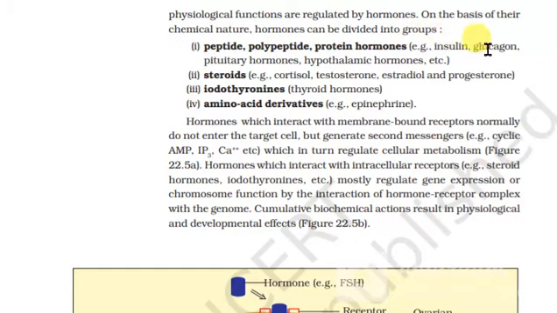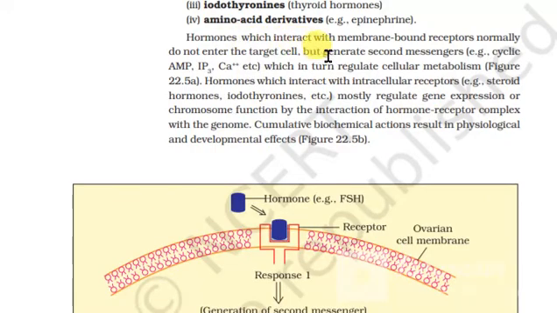Example, insulin, glucagon, pituitary hormones, hypothalamic hormones, etc. Steroids. Example, cortisol, testosterone, estradiol, and progesterone. Iodothyronines, thyroid hormones. Amino acid derivatives. Example, epinephrine. Hormones which interact with membrane-bound receptors normally do not enter the target cell but generate second messengers.